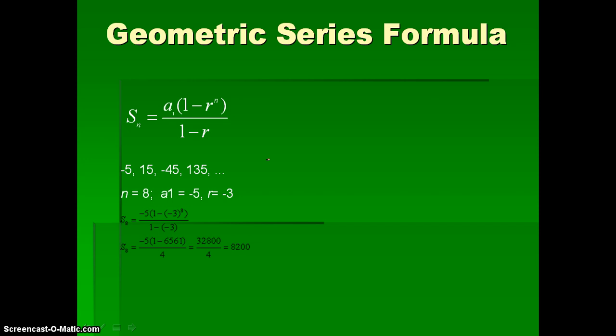S sub n equals A sub 1 times 1 minus r to the n, all over 1 minus r. In the sequence below, negative 5, 15, negative 45, 135, n equals 8, which means you have to find the sum of the first 8 numbers in the sequence. A sub 1 equals negative 5, and r equals negative 3. So you plug all those numbers in. S sub n equals negative 5 times 1 minus negative 3 to the 8th, all over 1 minus negative 3, which turns into all this, and your answer is 8,200.